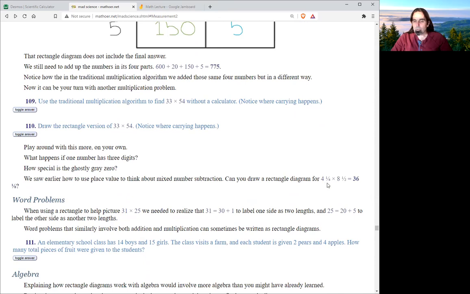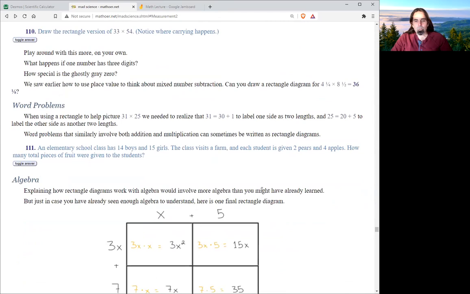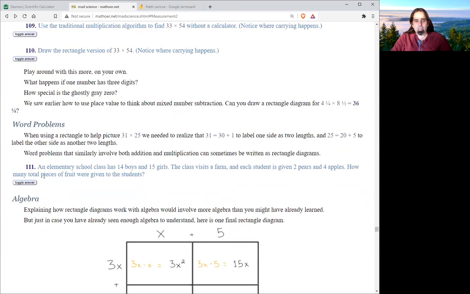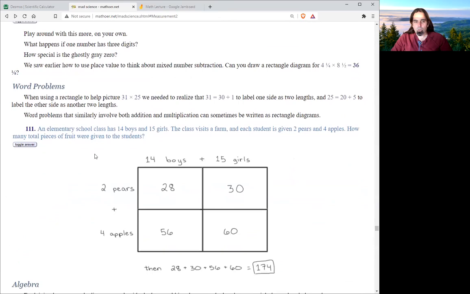We could do something like 4 1/4 times 8 1/2 if you wanted. We also do word problems. If we have a classroom that has 14 boys and 15 girls, and they go on a field trip to a farm, and everyone is given 2 pears and 4 apples, then how many pieces of fruit were given out total? So we can again multiply 14 times 2 is 28, and so on bit by bit, and we can add everything up. So do I know people that normally draw rectangles for this kind of problem?